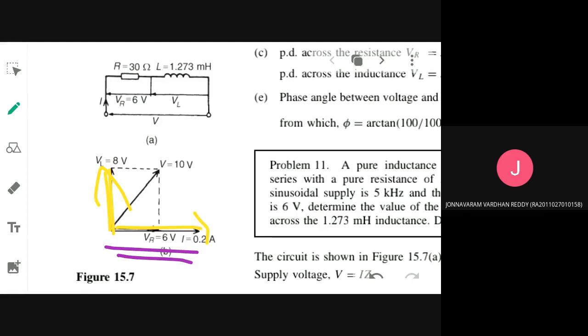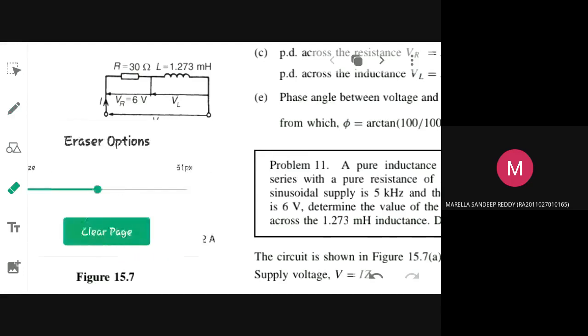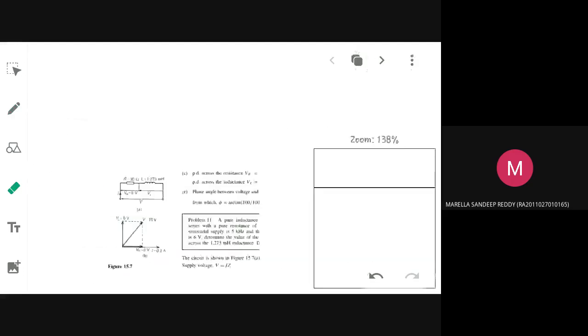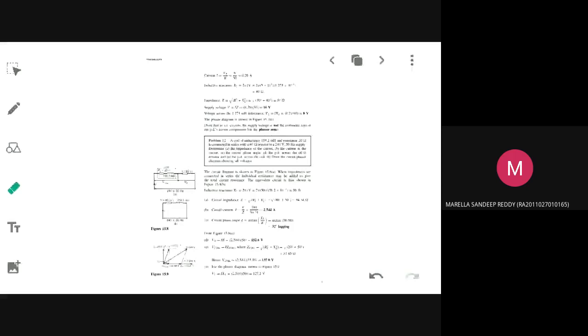Understood this problem? All of you got this answer, 10 volt and 8 volt? Shall we proceed to the next problem then? We'll see some problems in RC.